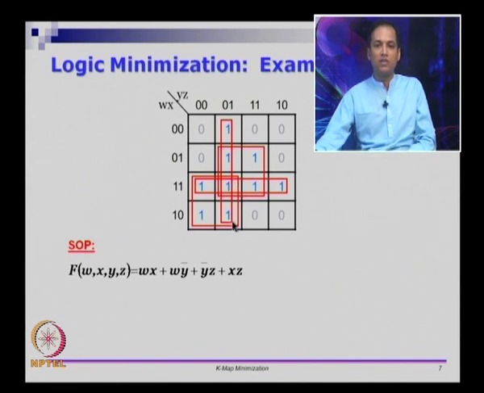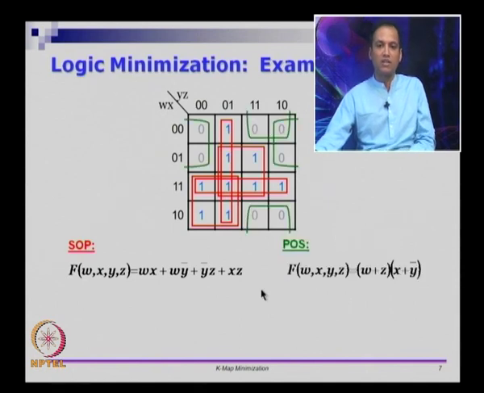So this term corresponds to W being 1 and Y being complemented. So you have W Y bar. This column here corresponds to Y being 0 and Z being 1. So you have Y bar Z. This row here corresponds to W being 1 and X being 1. So you have W X. And finally this group of 4 corresponds to X being 1 and Z being 1. So you have X Z. So f of W X Y Z is W X plus W Y bar plus Y bar Z plus X Z. So this is a very simplified expression for this truth table, or the K map, that is given here.